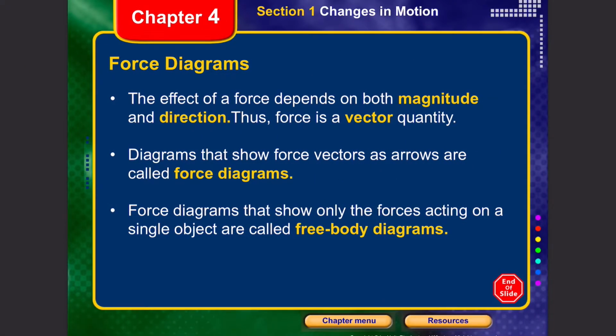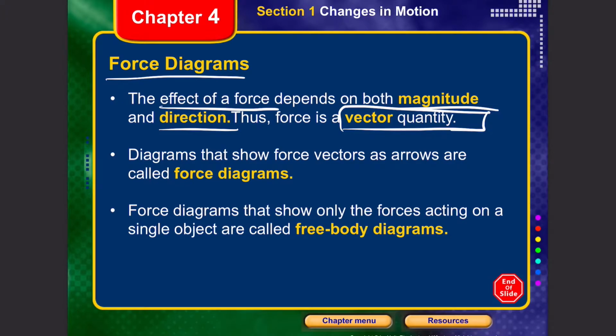Let's talk about force in general, and get into the topic of force diagrams. The effect of a force depends on both the magnitude and direction. Remember that force is a vector quantity, which means it needs both magnitude and direction. Diagrams that show the force vectors as arrows are generally called force diagrams.